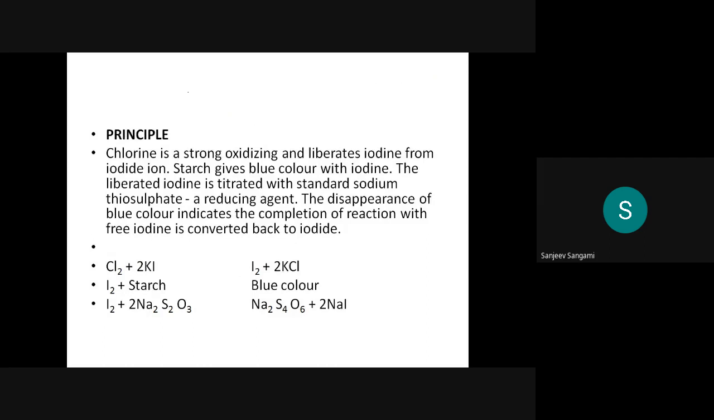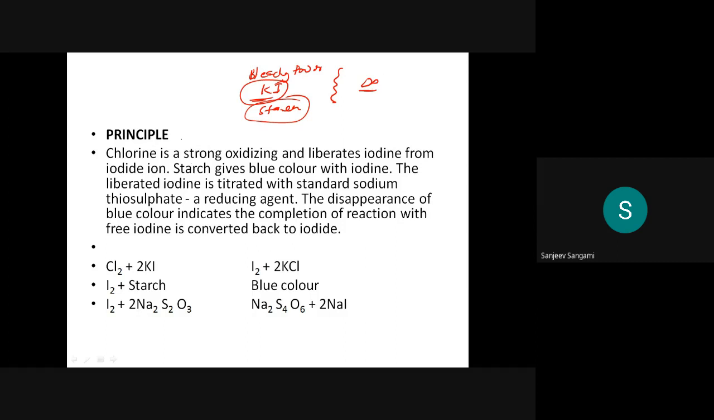The reagents we are using are, first, bleaching powder, then potassium iodide, then starch. It is similar to the DO experiment. The same reagents, KI and starch, we also add in the DO experiment. It is similar to that.